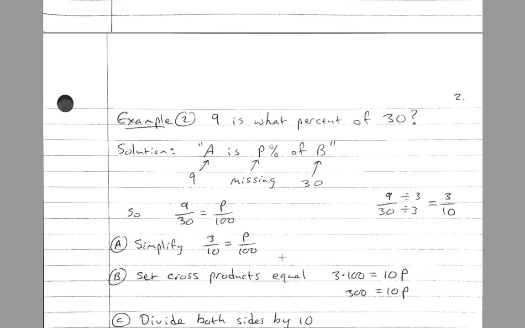And with our same three steps, 9 over 30 simplifies. Cancel 3's, that's 3 over 10. So we get this simplified proportion: 3 over 10 is equal to p over 100. The first cross product is 3 times 100, and that's 300. And the other cross product is 10 times p.